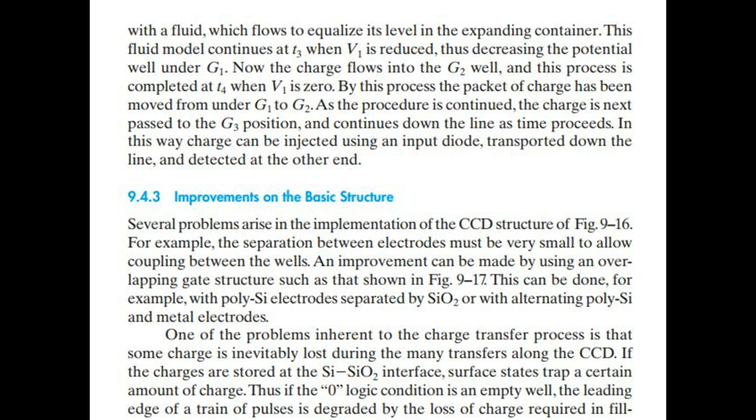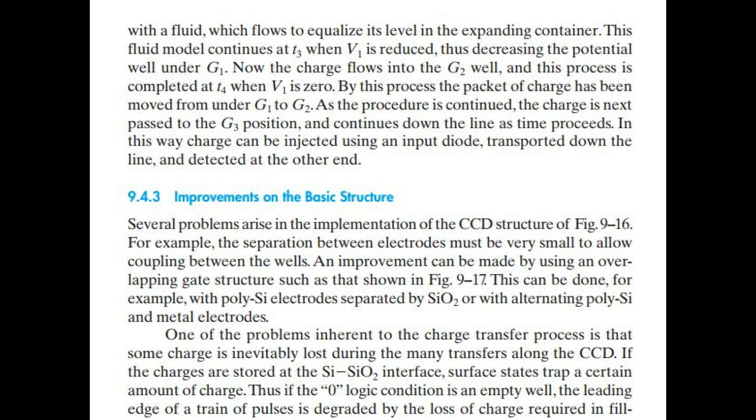Improvements on the basic structure. Several problems arise in the implementation of the charge-coupled device structure of Fig 9.16. For example, the separation between electrodes must be very small to allow coupling between the wells. An improvement can be made by using an overlapping gate structure such as that shown in Fig 9.17. This can be done, for example, with polysilicon electrodes separated by silicon dioxide or with alternating polysilicon and metal electrodes.